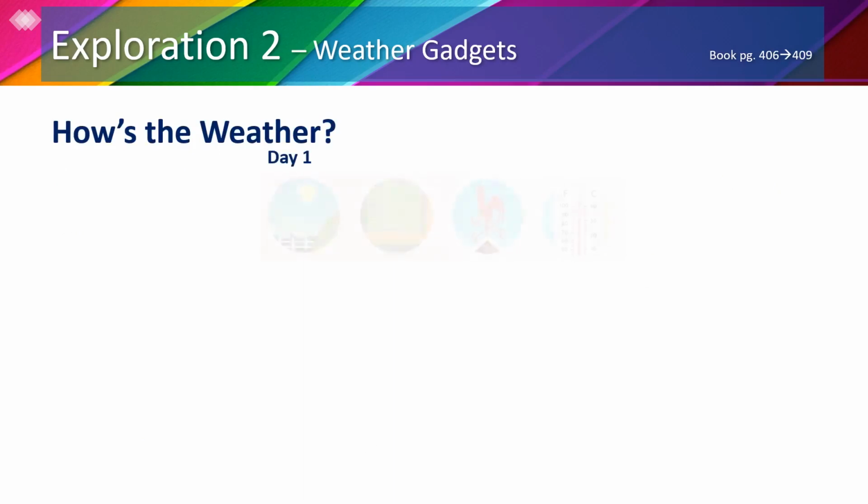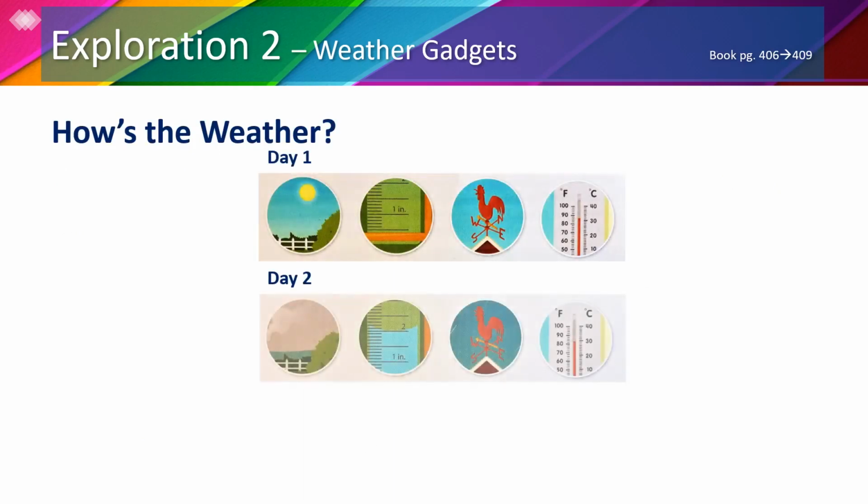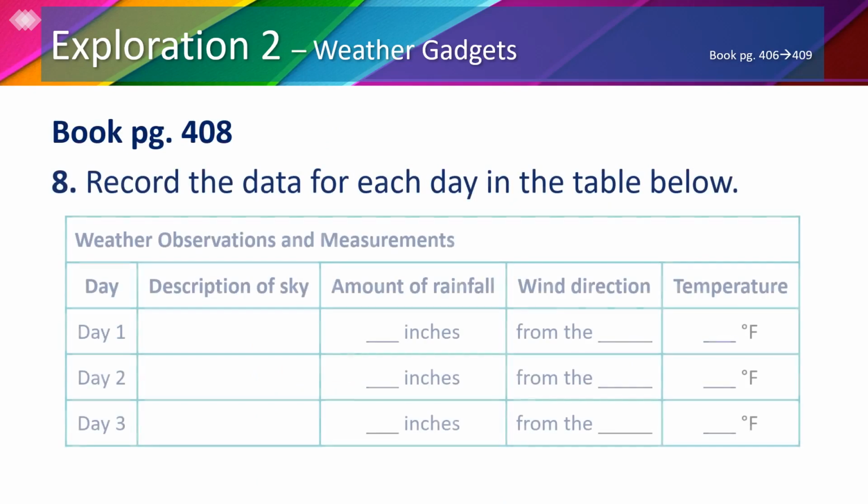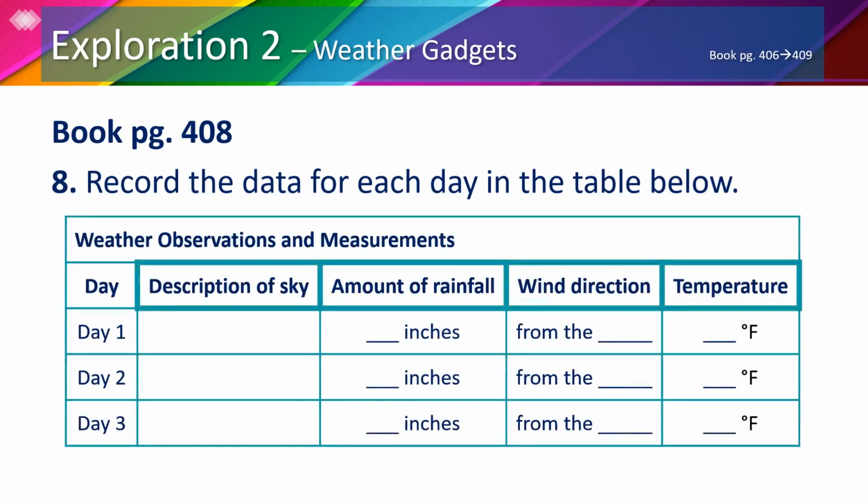Now in your book's page 408, we can see weather readings from 3 different days. We're going to observe these conditions in order to fill the table in number 8. In the table, we need to fill in the description of the sky, the amount of rainfall, the wind directions, and the temperature on that day.